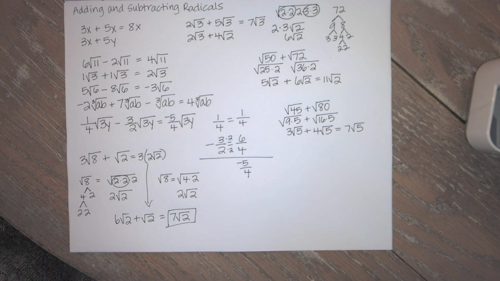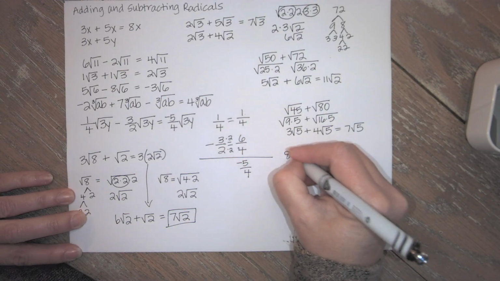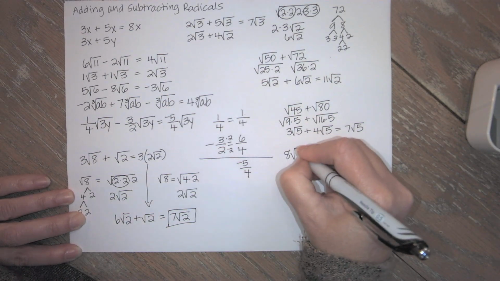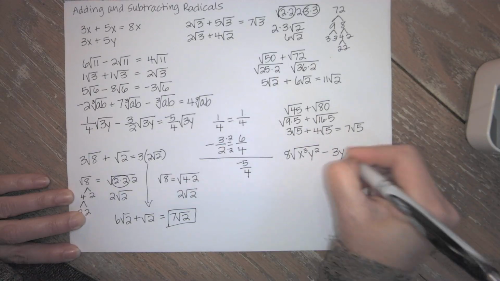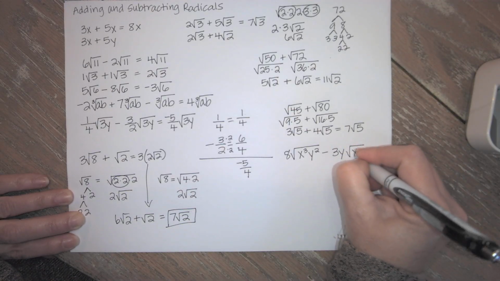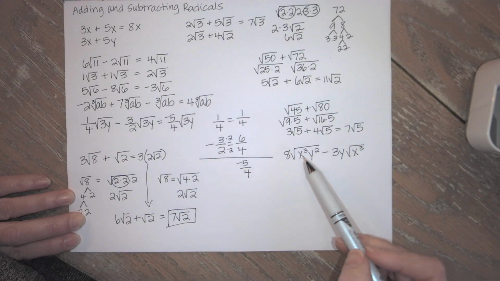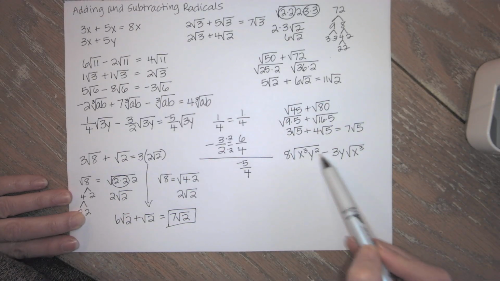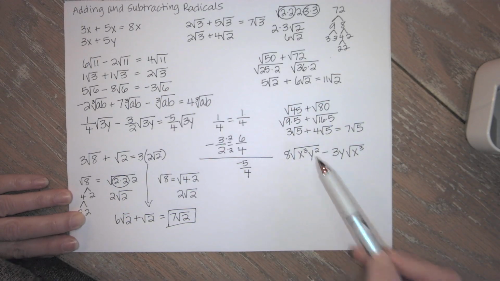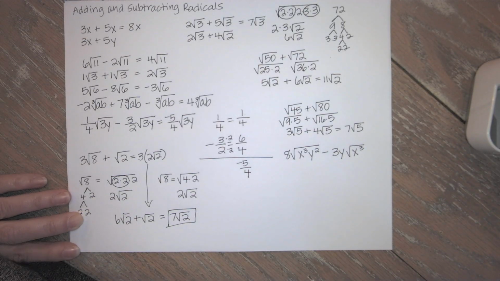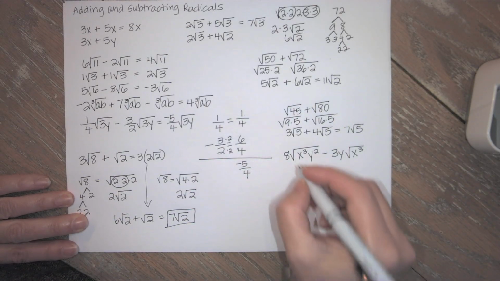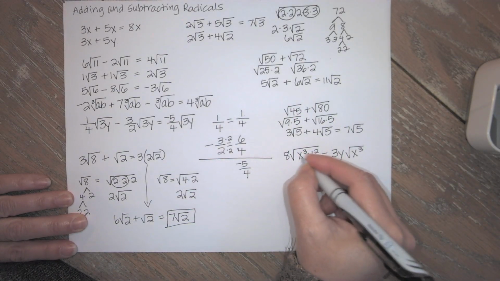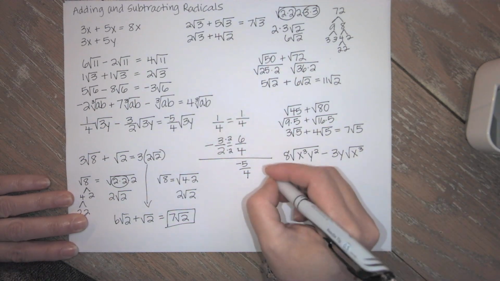Okay, let's do one with some variables in it. If I have 8 square root of x cubed y squared minus 3y square root of x cubed. You can see here that these are not the same right now. So we're going to attempt to simplify those and then see what we get and see if it can be combined. Alright, so again, for square roots, we're looking for perfect squares underneath the radical.